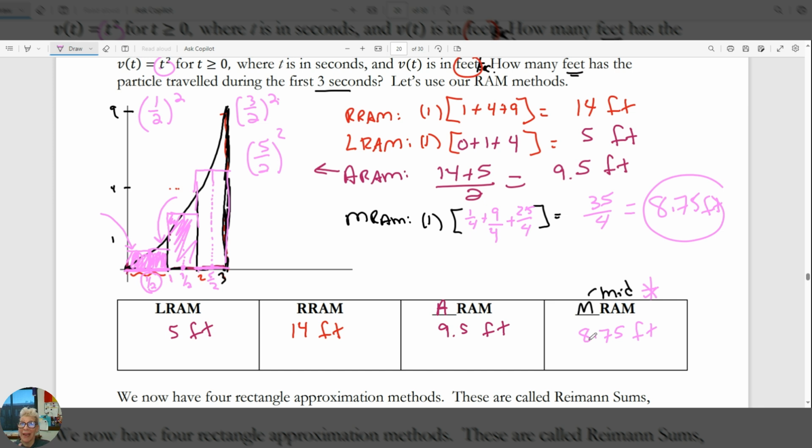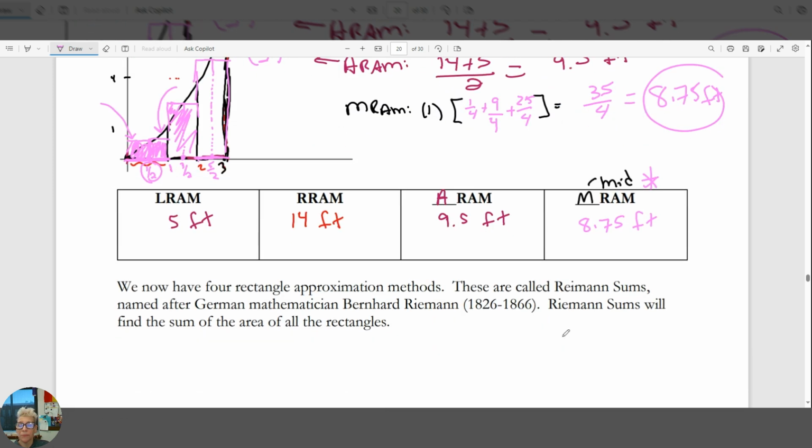Very soon, we're going to be learning how to find the exact value that the particle has traveled. We now have 4 rectangle approximation methods. These are called Riemann sums, named after the German mathematician Bernhard Riemann, 1826 to 1866, back before they had Xbox and they actually thought things through instead of distracting themselves with the glowing box and the things. Riemann sums will find the sum of the area of all of the rectangles, no matter how many rectangles we choose to use. Okay, very soon we're going to be learning how to find the exact value. See ya.